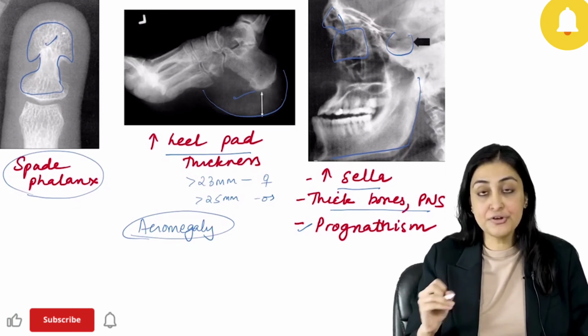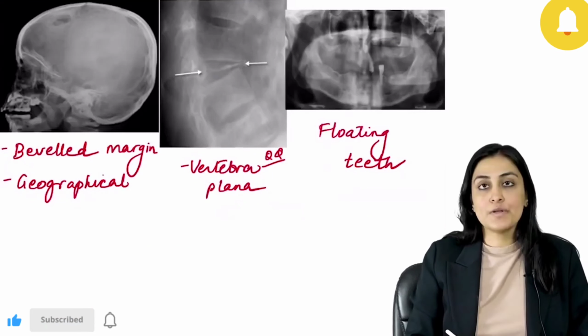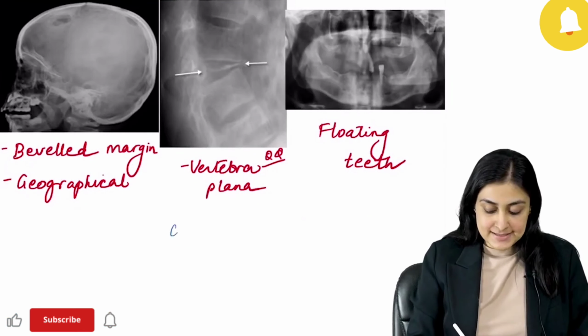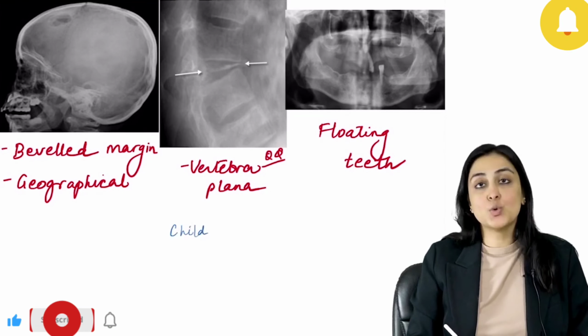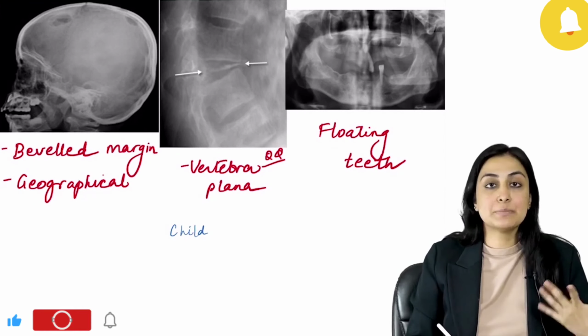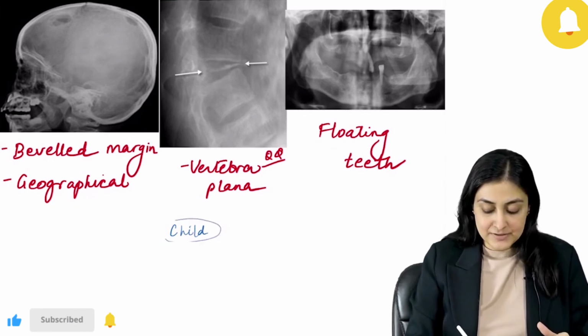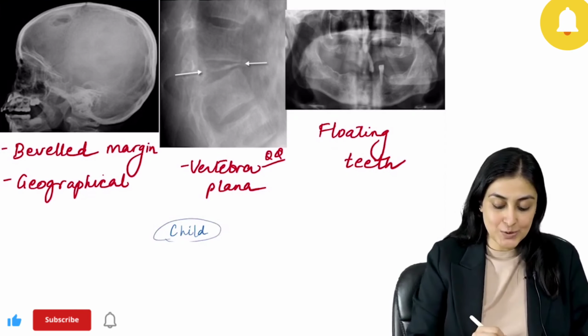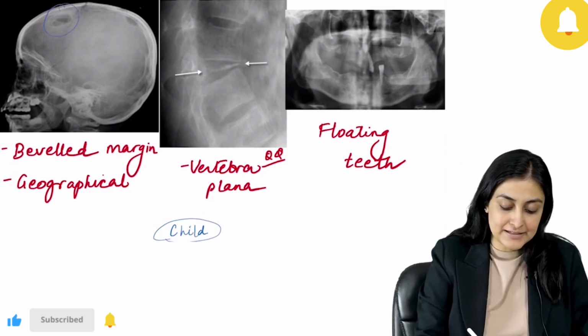So these are all features of acromegaly. Looking at the next case, let's say we have a child who is presenting to us with multiple bony swellings, multiple lymph nodes, multiple skin lesions, and we have these radiological features. So in the skull, you have these lytic lesions.